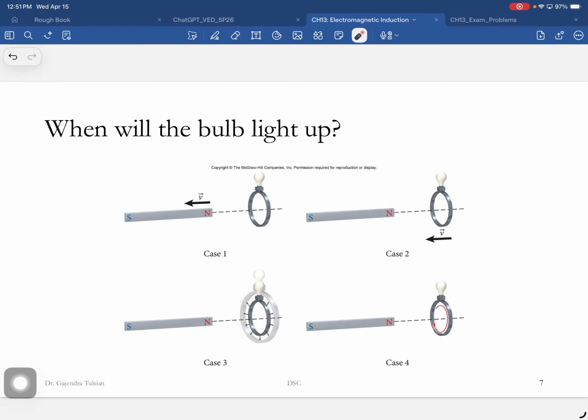Here you're changing the area of the loop. You're inducing a current, and the bulb will light up. In this case, the bulb won't light up. If this is stationary and that's stationary, it's not moving relative to it. But if you just spin this thing, the flux through this loop is not changing, and the bulb won't light up.